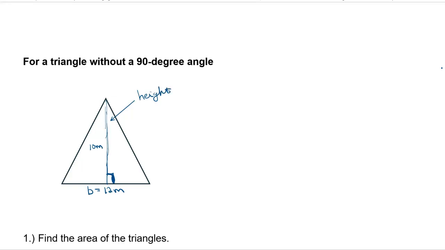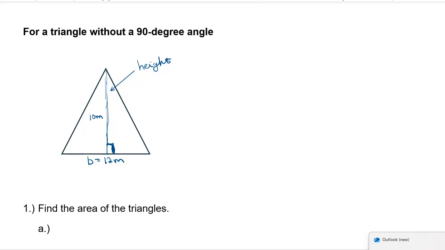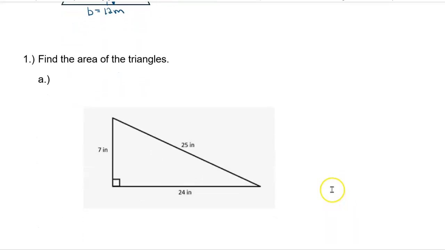Okay, so it's really important to make sure that you're comfortable with identifying what your height is. So knowing all of this, let's go to actually trying this. It says find the area of the triangles. So I have my shape and I have what I'm solving for. That tells me the formula that I need. So I know automatically that it's A equals base times height divided by 2, or 1/2 base times height.